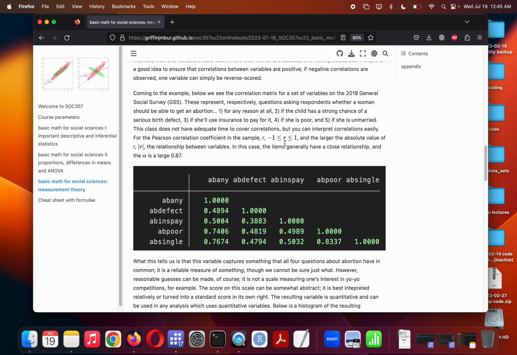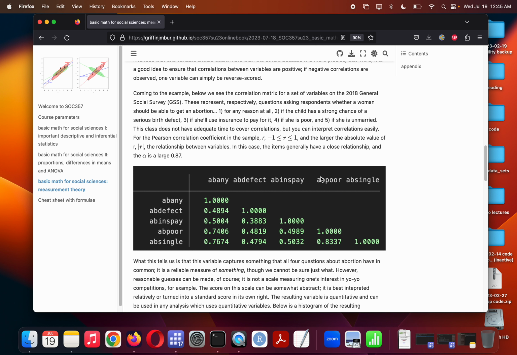But anyways, you can interpret basically R's that have larger absolute values, so whether they're close to -1 or close to 1, as being indicative of a strong linear relationship between two quantitative variables, and this works if the variables are binary. So in this case, for instance, we can see a relatively good correlation between ab defect and ab any, a very strong one between ab poor and ab any, and a very strong one between ab any and ab single. And we can find some other strong correlations.